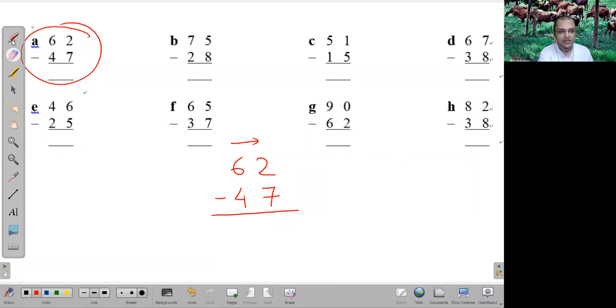So the Vedic maths method says that when you are subtracting a column, check if next column subtraction is possible or not possible.